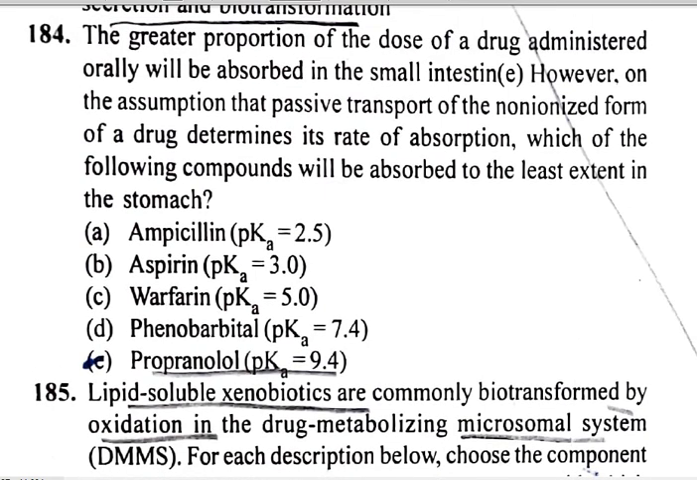The greater proportion of a dose of a drug administered orally will be absorbed in the small intestine. However, on the assumption that passive transport of the non-ionized form of drug determines its rate of absorption, which of the following compounds will be absorbed to the least extent in the stomach? That is propranolol with pKa 9.4.